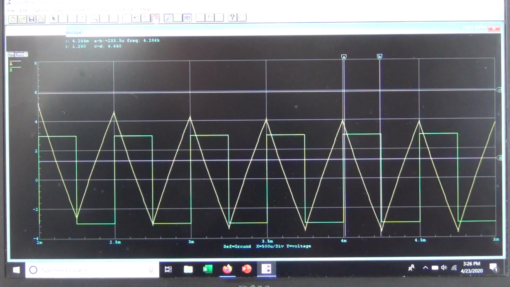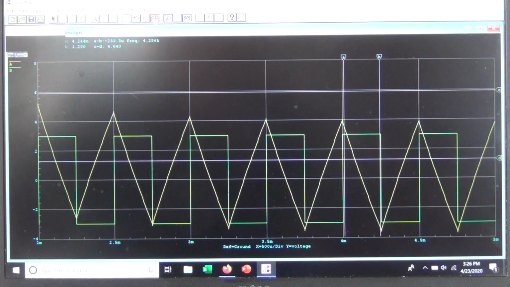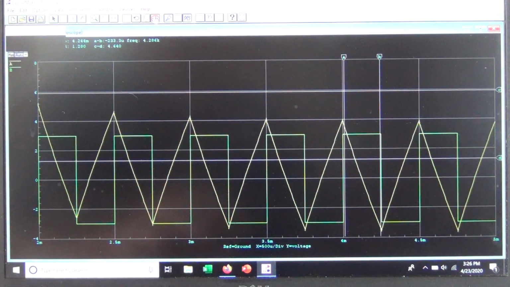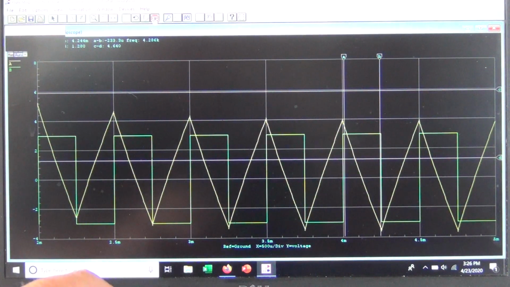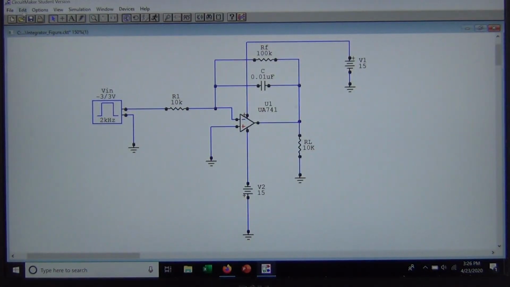The amount of time is still the same, 250 microseconds. So again, now we've changed the ramp: the number of volts per second will change due to the fact that the input voltage is changed. Okay, that's the integrator.